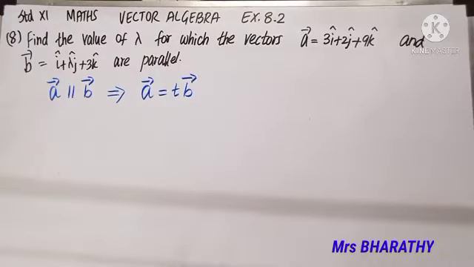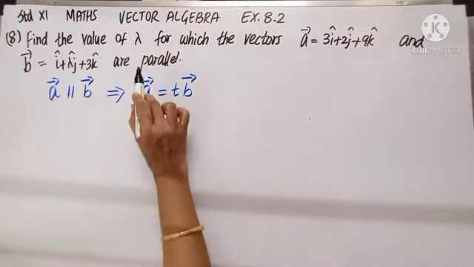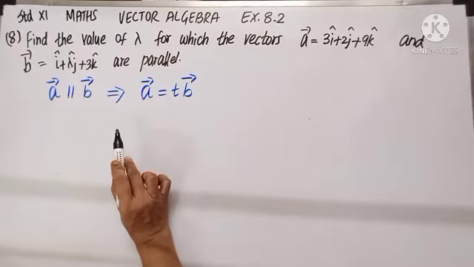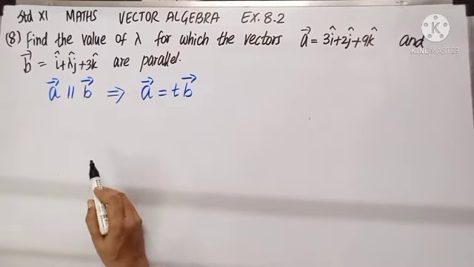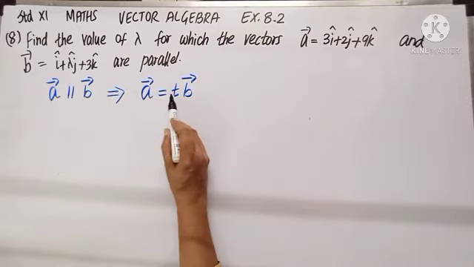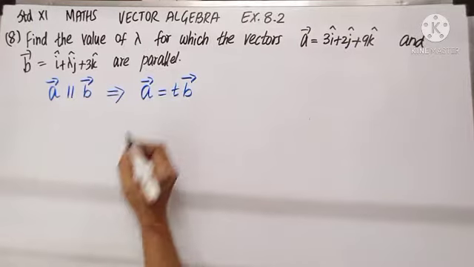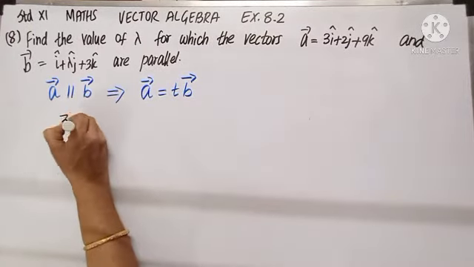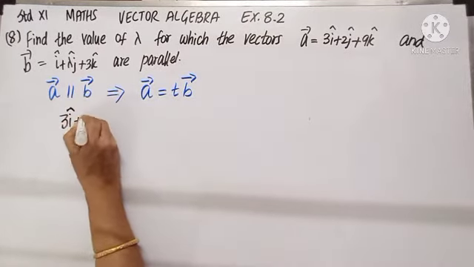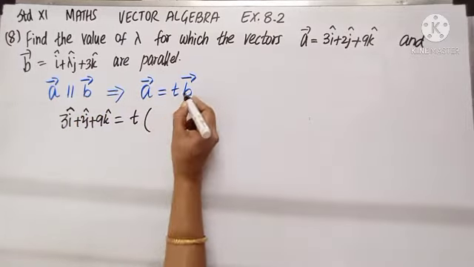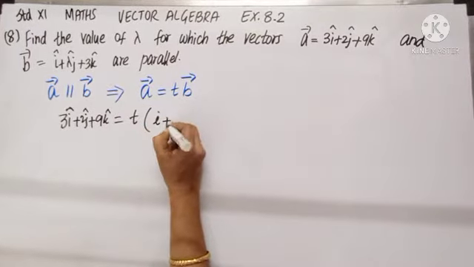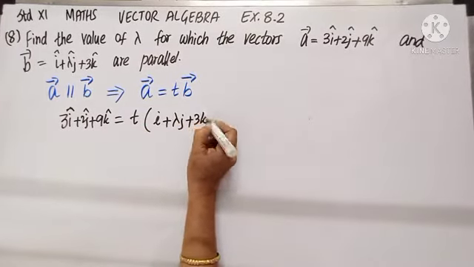Question number 8. Find the value of lambda for which the vectors A and B are parallel. What do you mean by parallel vectors? One vector is a multiple of another. So let us consider A vector is t times B vector. What is A vector? It is 3i vector plus 2j vector plus 9k vector. That is t times B vector, i plus lambda j plus 3k.